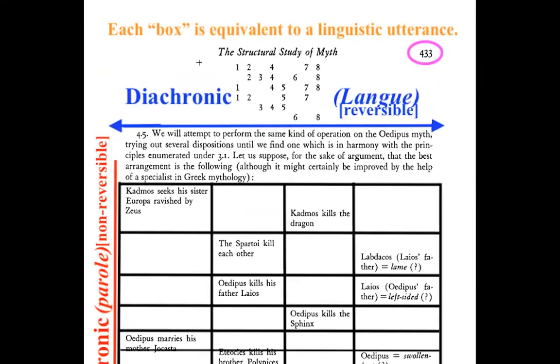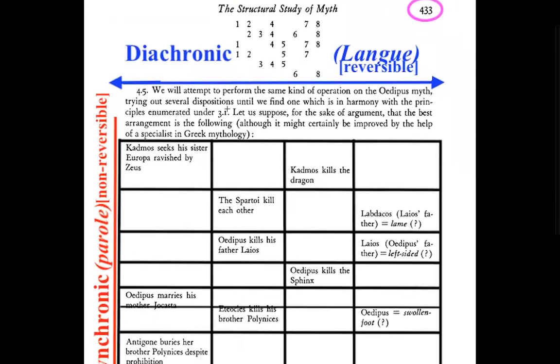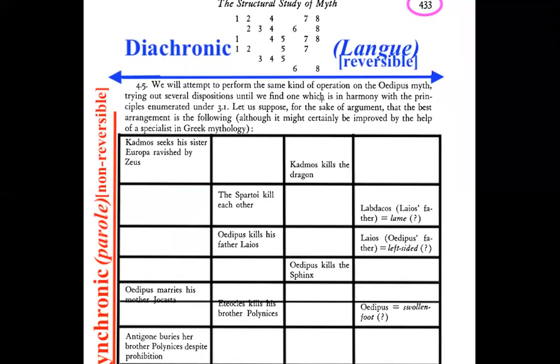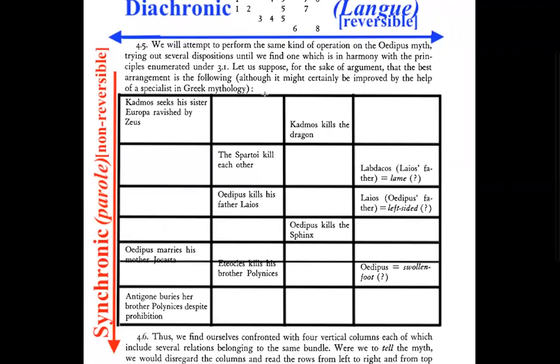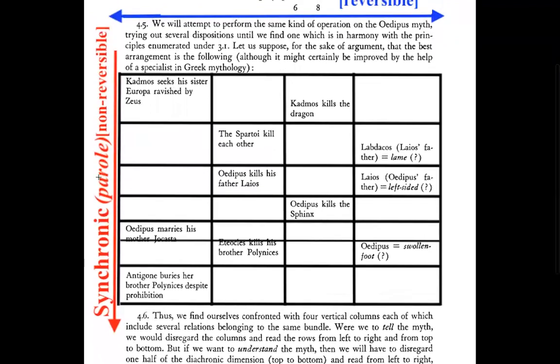So each box, if you will, because I put boxes around all of these, is equivalent to a linguistic utterance, or parole. And diachronic is this kind of timeless, he says, think of infinity, left to right kind of version. And then over here on the side, parole is this non-reversible because, like, I gave flowers. You can't go back and take those words back once they come out of your mouth, right? So think of this top-down column as an utterance like I gave flowers, right?